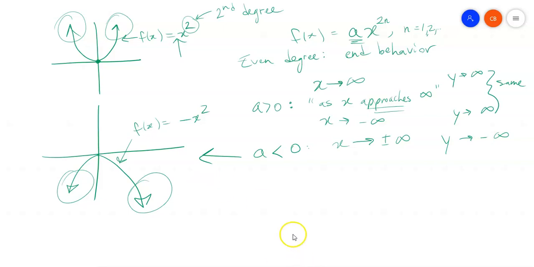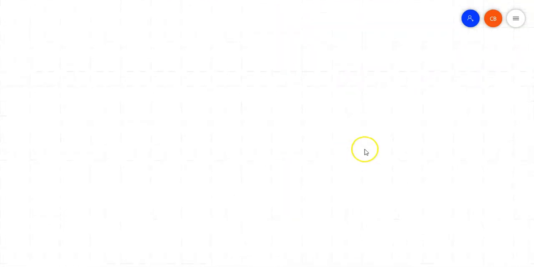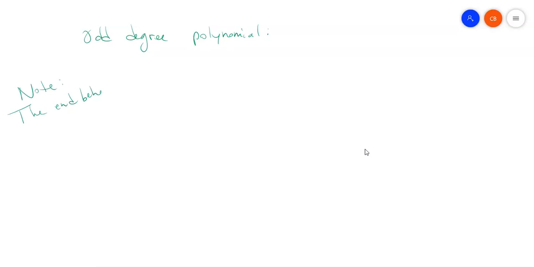Whenever we have an odd degree polynomial, we can write a general form for odd degree polynomial, which here I'm neglecting to add any more terms, but as many terms as you add, it doesn't matter. I will make that as a little note right here. The end behavior, for sure, without a doubt, only depends on the highest degree term.